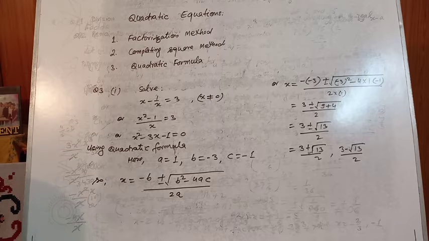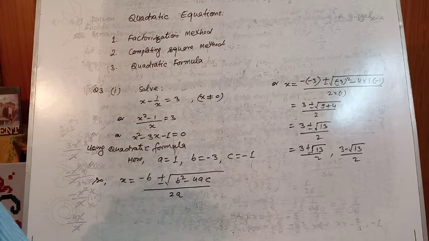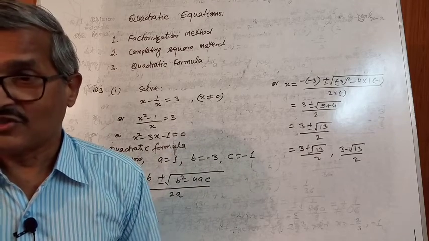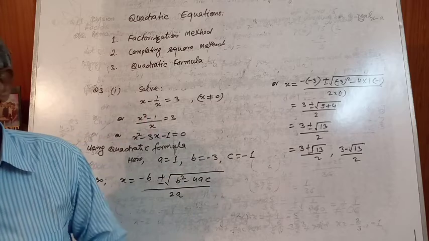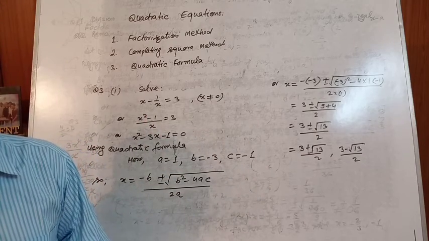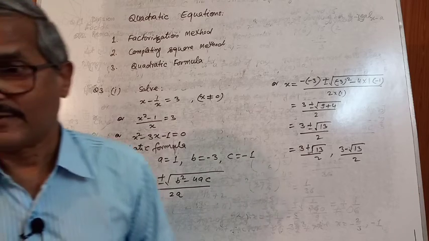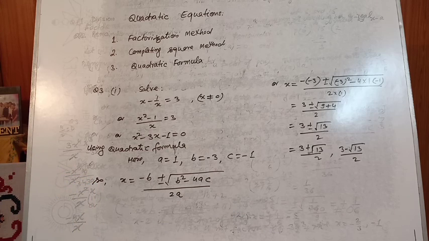So this is the solution. We have done the completing square method. Thereafter we derived the quadratic formula, and used that quadratic formula in this equation. This way, this exercise can be done with the help of the formula. Now there are certain questions which are word problems. Those problems also we will be solving.